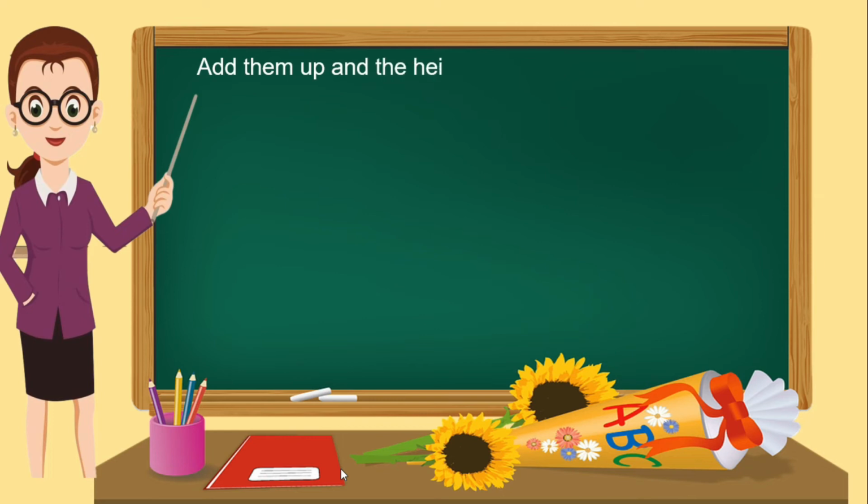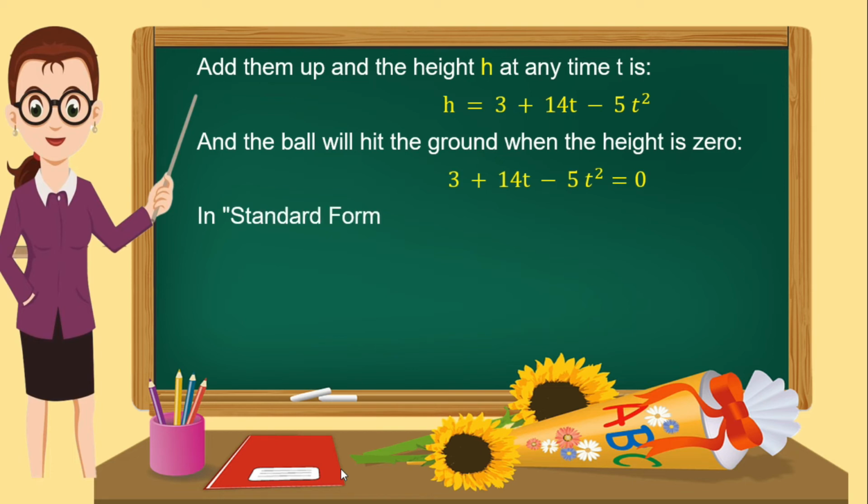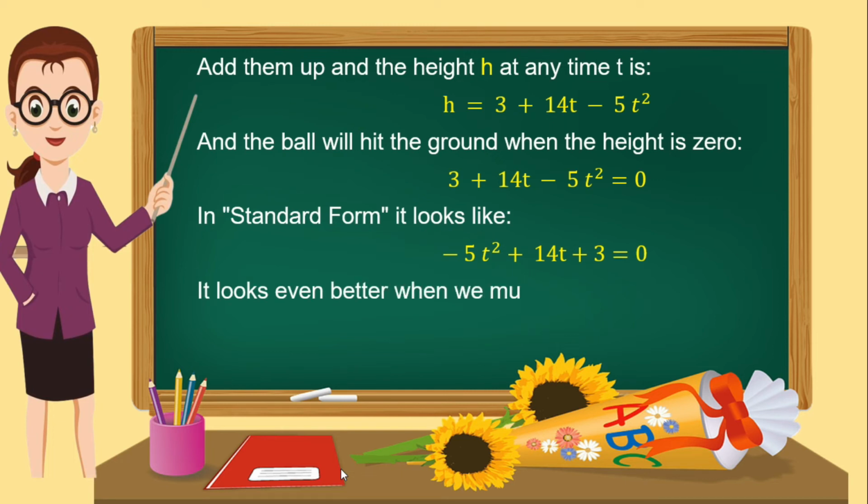Then, next is add them up, and the height h at any point t is h equals 3 plus 14t minus 5t squared, and the ball will hit the ground when the height is 0. So we have 3 plus 14t minus 5t squared equals 0. In standard form, it looks like this: negative 5t squared plus 14t plus 3 equals 0.